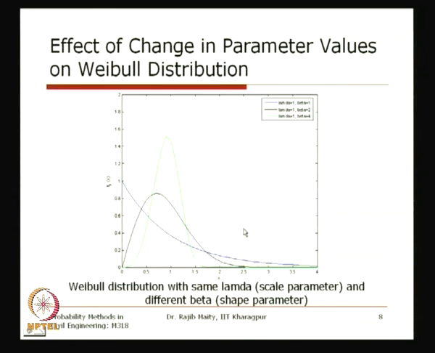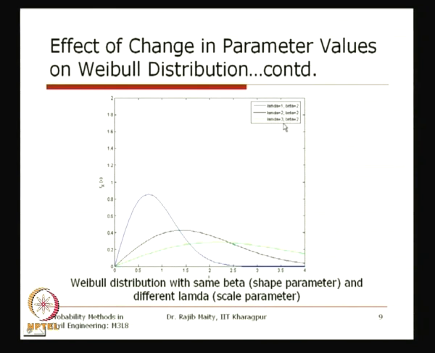In the second case, we keep beta constant and change the value of lambda. Here we have shown three different PDFs with different combinations of lambda and beta. The first one, this blue one, is for lambda equals 1, beta equals 2. This black one is lambda equals 2, beta equals 2, and this green one is for lambda equals 3 and beta equals 2.